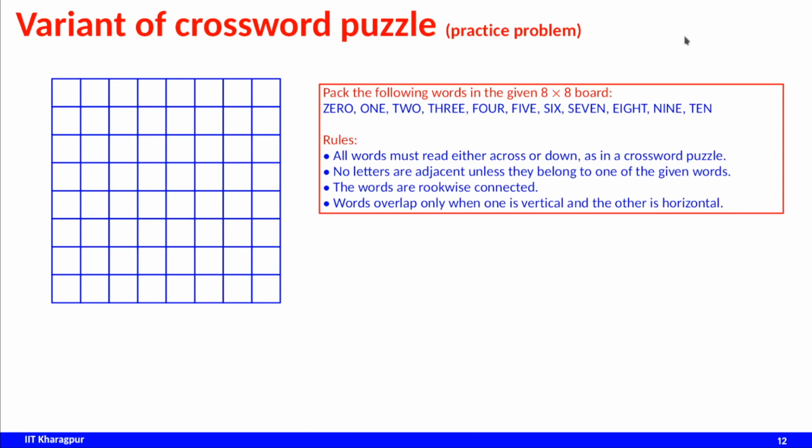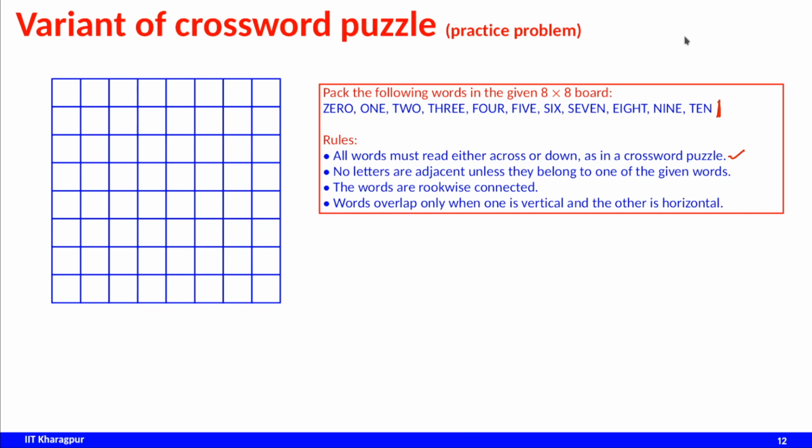So this is an exercise problem, so I will just explain the problem and probably you can do it at your home. So what is the problem? You have to pack the following words in this 8x8 board. Only, you have to fill 0, 1, 2 up to 10 here. So there are a few constraints. All these words can be placed either across or downwards as we do in the crossword example.